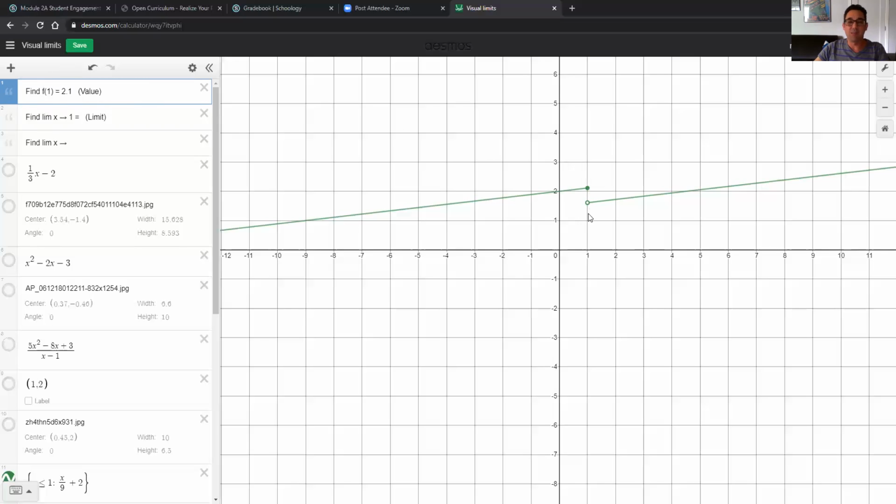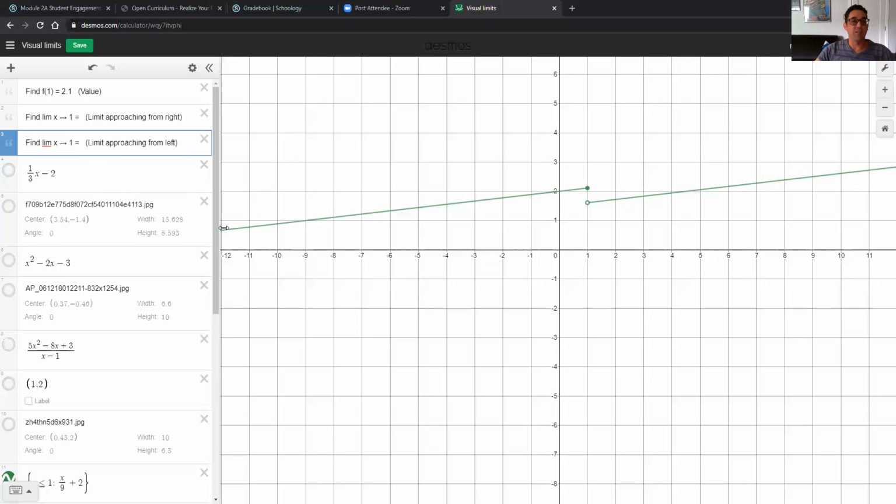Now, what is the limit? This is a little bit trickier, and we actually have to go into two different categories. We have to find the limit approaching on the right, and then we're going to do the limit equals something that we don't know yet. We're going to find the limit approaching on the left. We'll talk about what this means. Now, let's do the approaching from the left first.